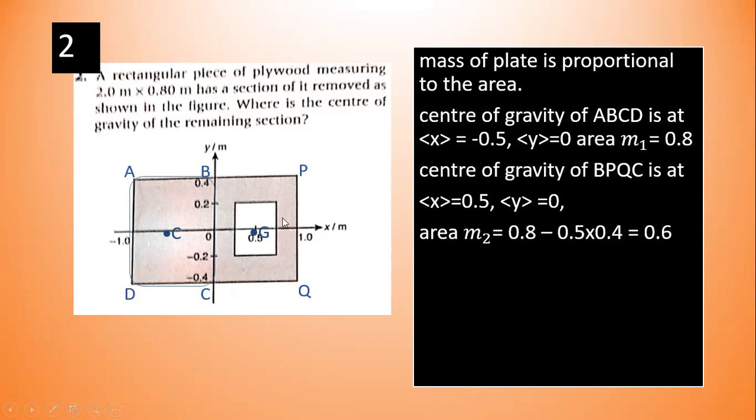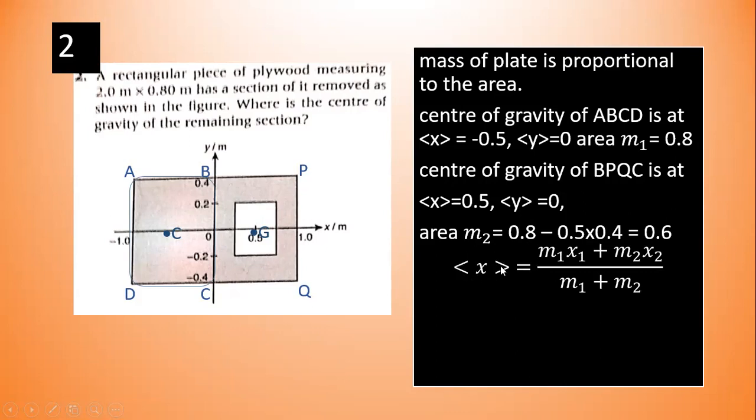Calculate the area. Since it doesn't tell us, we can roughly estimate. They are even. This side is double, and these two sides are the same. So this area is 0.8. This area is 1 times 0.8 minus that area, which is 0.4. This is half, 0.5. So we get 0.6. Okay, y is the same. No need to calculate y.